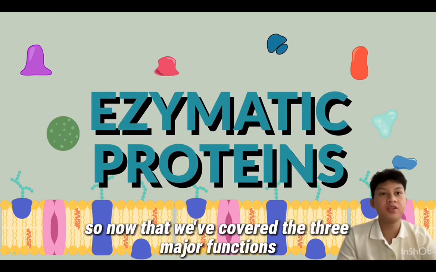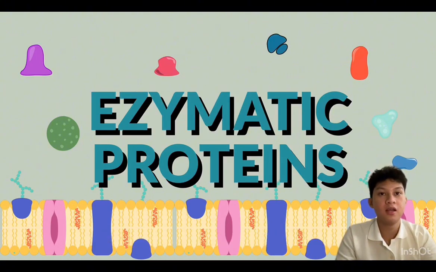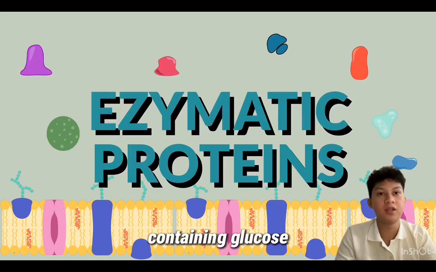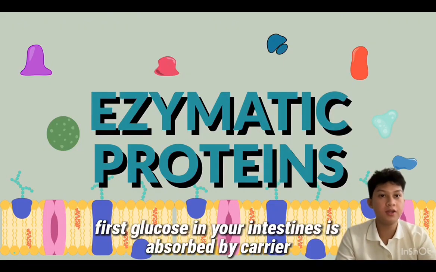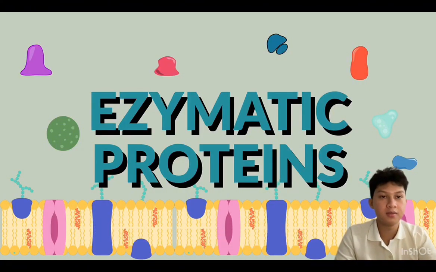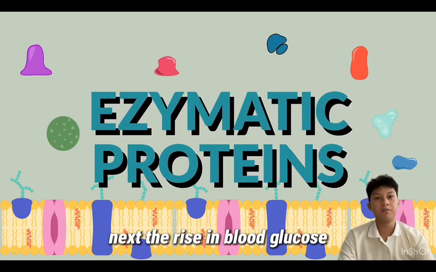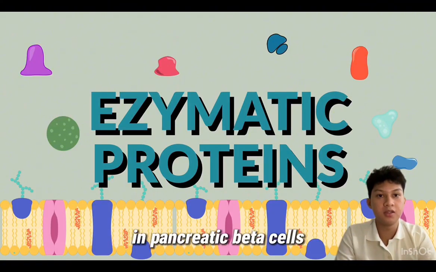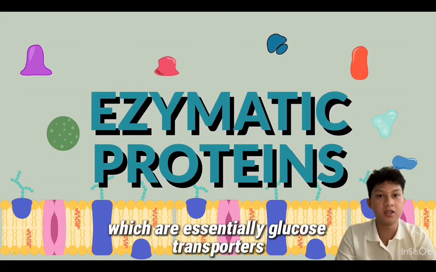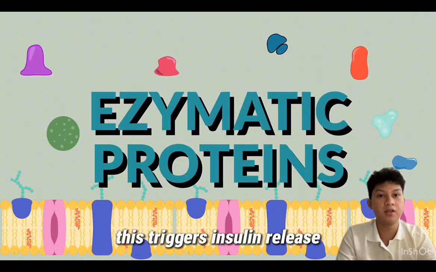So now that we've covered the three major functions, let's see how they work together in real physiological processes. Consider what happens when you eat a meal containing glucose. First, glucose in your intestines is absorbed by carrier proteins, SGLT1 and GLUT2, in intestinal epithelial cells. These are our transport proteins in action. Next, the rise in blood glucose is detected by glucose sensors in pancreatic beta cells, which are essentially glucose transporters coupled to metabolic enzymes. This triggers insulin release.